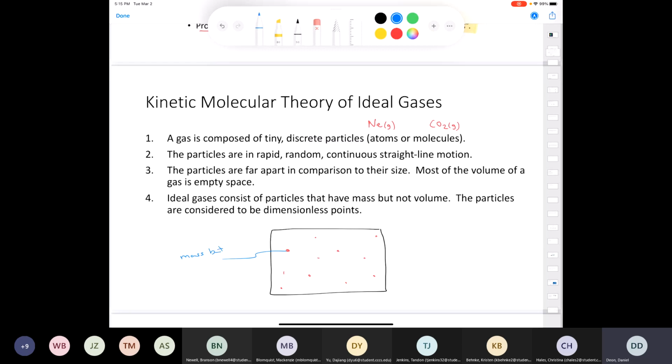Mass, but no volume. Now, you might be thinking, Mr. Dion, that's crazy. If you have matter, of course, it's going to take up some kind of space. Yeah, that's true. You're absolutely right. The gas particles do take up a space, but since the particles are so small compared to the overall volume of the gas, we consider them to be particles that don't have a volume. So we call them dimensionless points, okay? They're just little points that don't have any volume.